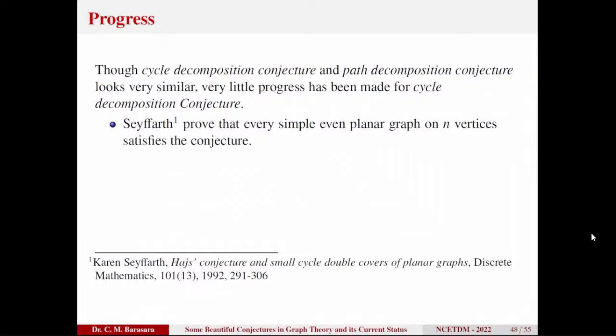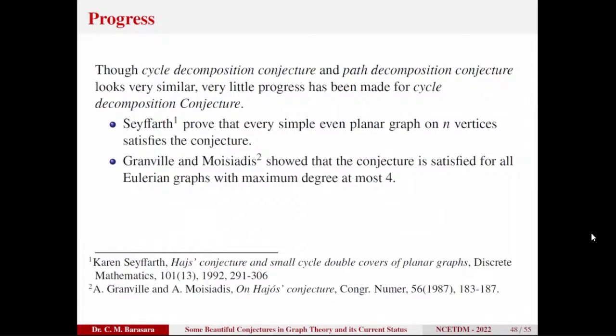Seyffarth proved that every simple even planar graph on n vertices satisfies the conjecture, and he presented this result in 1990. While Granville and Moisiadis showed that the conjecture is satisfied for all Eulerian graphs with maximum degree at most 4.